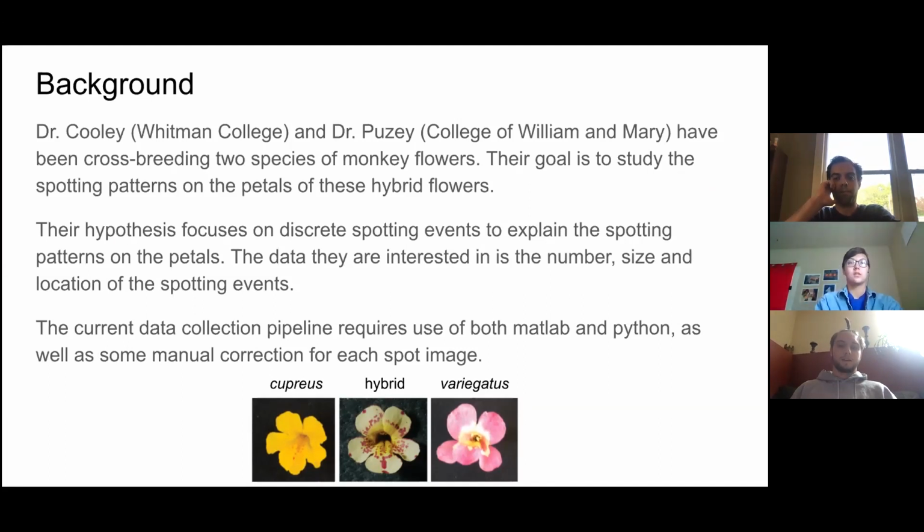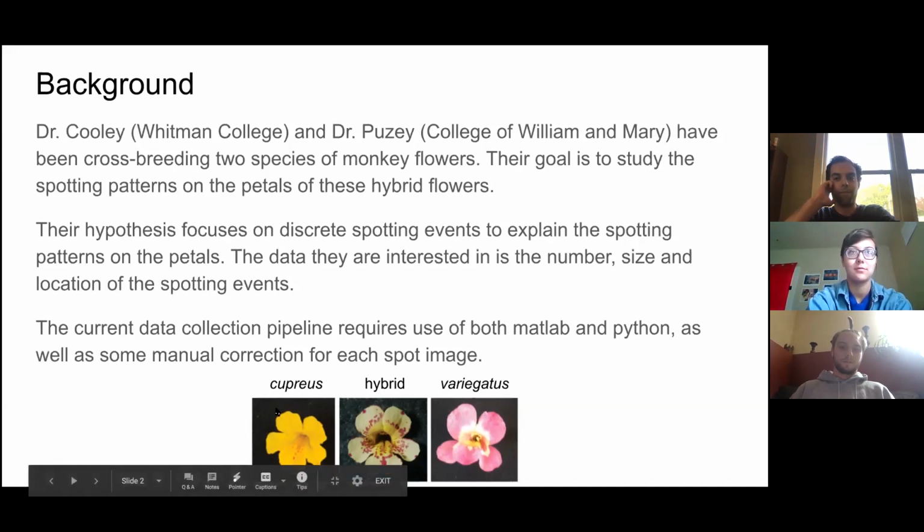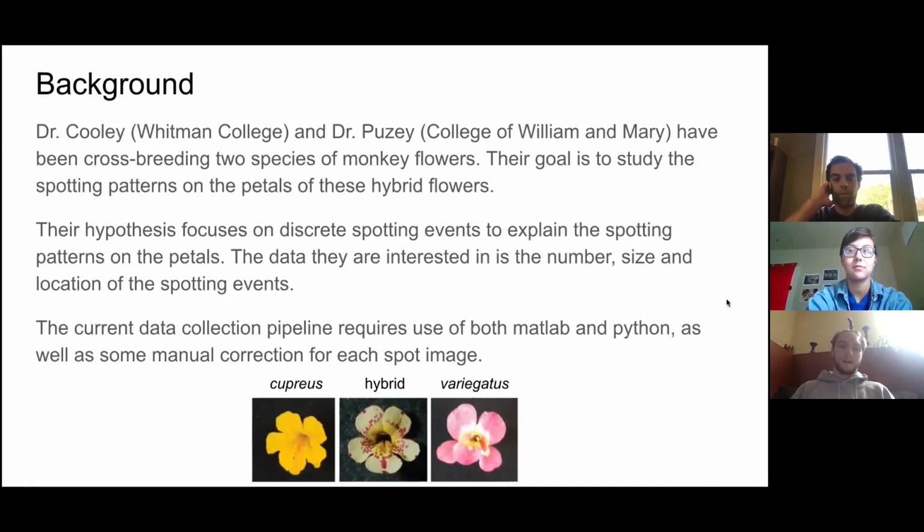And they have ongoing research where they've been crossbreeding 2 different species of monkeyflowers, which you can see at the bottom of the screen here. And their goal has been to study the spotting patterns that form on the petals of the hybrid flowers that you can see in the middle. So their hypothesis is based on the idea of discrete spotting events to explain the spotting patterns, meaning that each spot comes from a discrete event that starts at the middle of the spot and extrudes outwards. So they're interested in the number, size, and location of these spotting events on the petals.